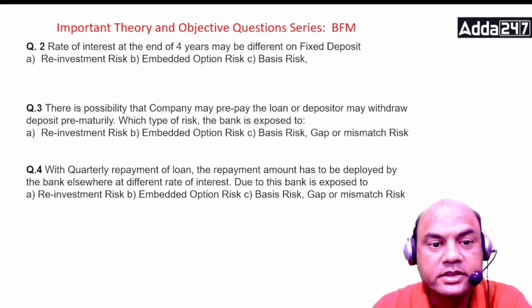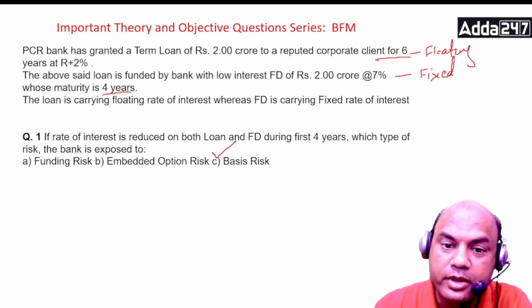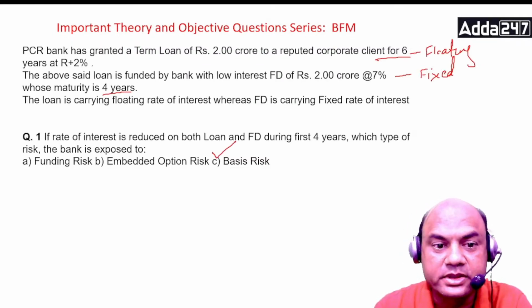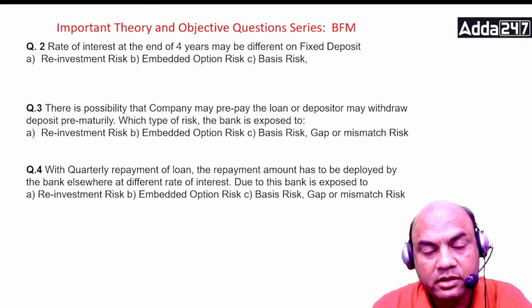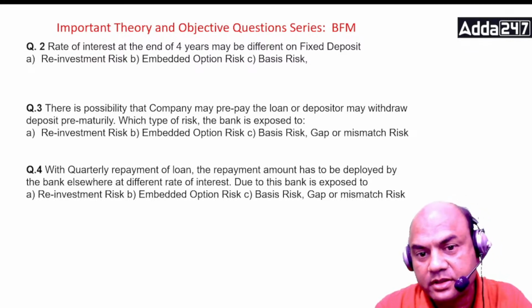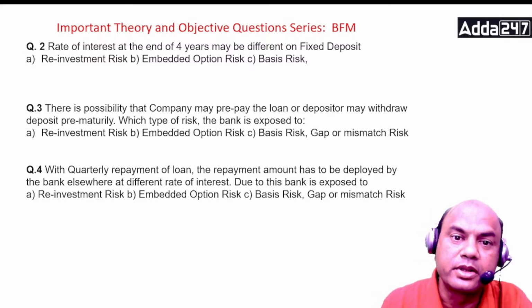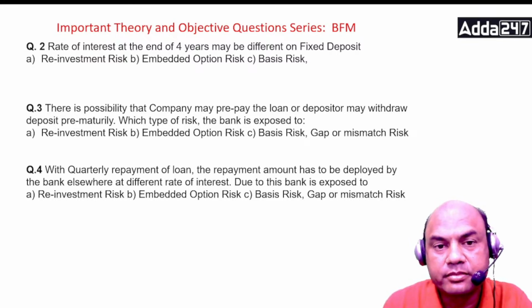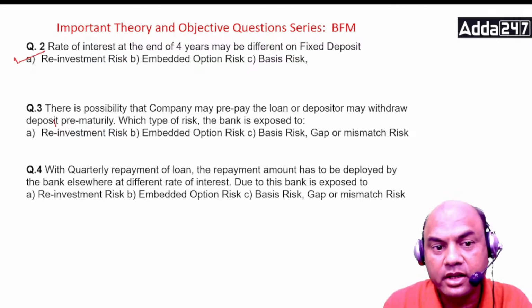Okay. Second, the rate of interest at the end of the 4 years may be different on the FD. So at the end of the 4 years, see this, FD is for how many years? 4 years. Look at this, fixed rate 7% for 4 years. So after 4 years, the rate of interest of the FD will change. Which type of risk is this? Reinvestment, embedded option, or basis? Because after the 4 years, the rate of FD will be different, isn't it? Simple logic, because the market will not be the same. So this is known as reinvestment risk. Okay, reinvestment risk.